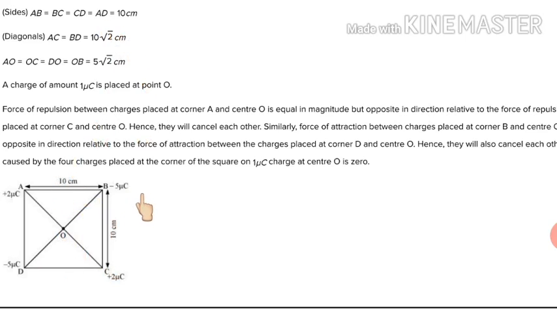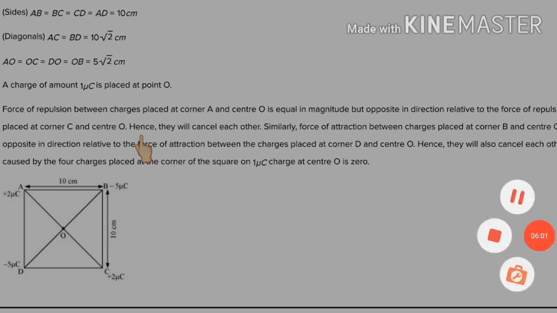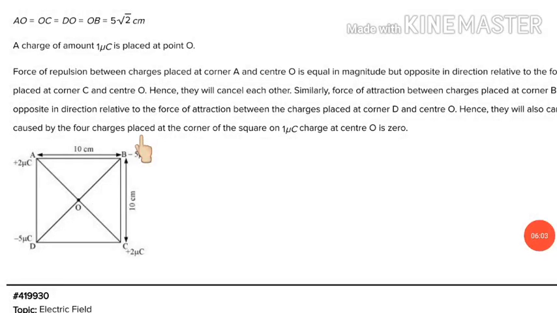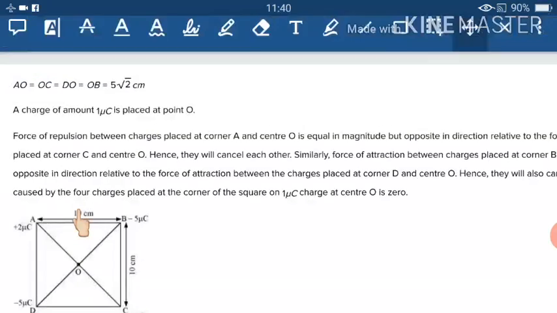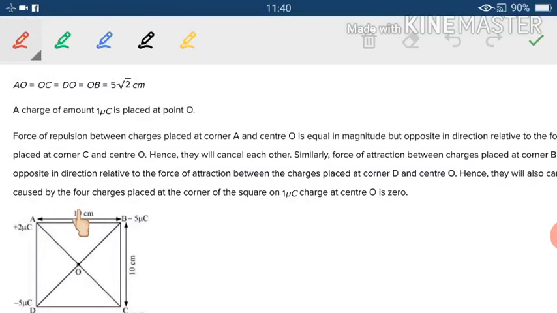So we can easily calculate its diagonal with the help of Pythagoras theorem. So it will be 10 root 2 centimeter, and again we can calculate OA, OC, OD, OB. That will be half of it. So it will be 5 root 2 centimeter. So the thing is that now in this diagram, one more charge is there at the center, that is here.